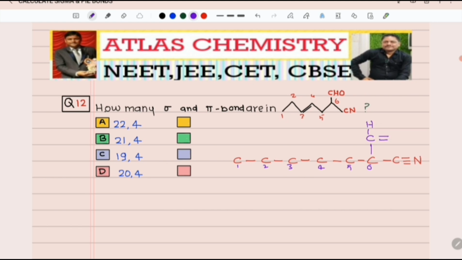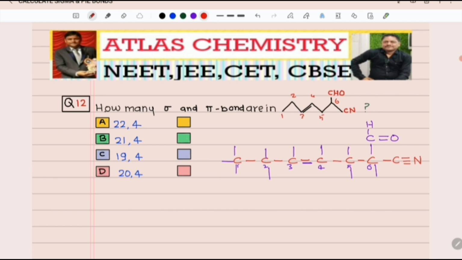Between carbon 3 and 4 there is a double bond, and the rest are single bonds.